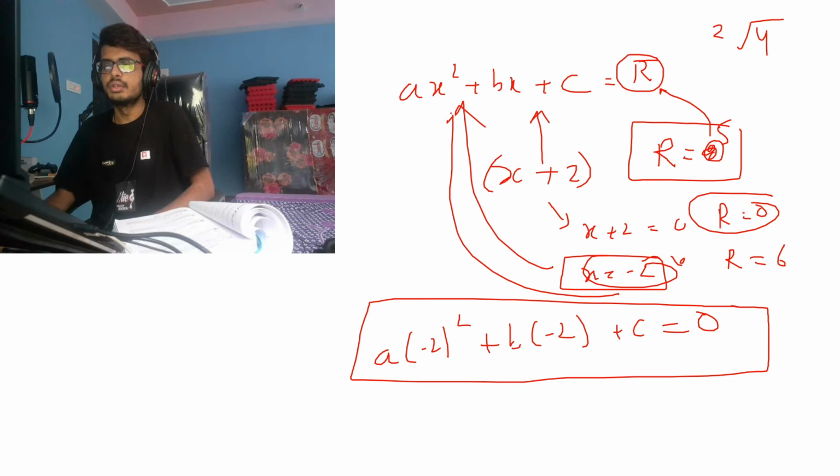And I put this value into this equation, right? So when I put the value in this equation, I get equal to 5. So what is this 5? This 5 is the remainder, right?